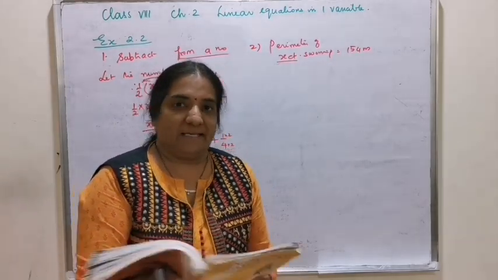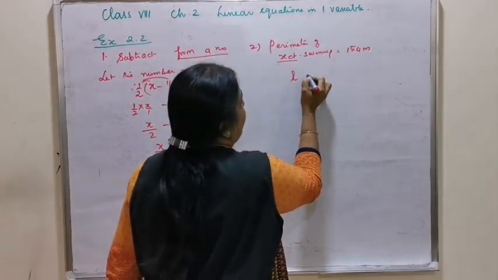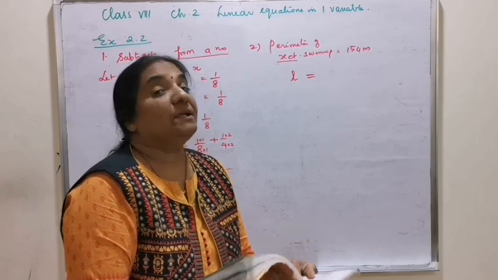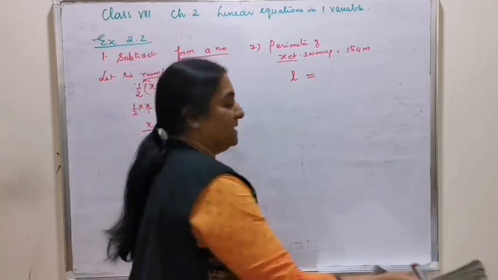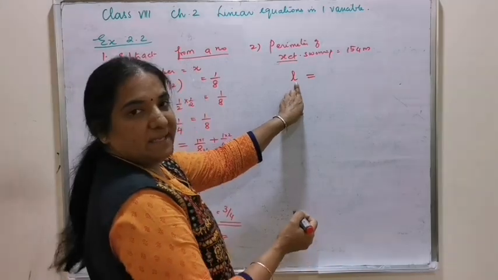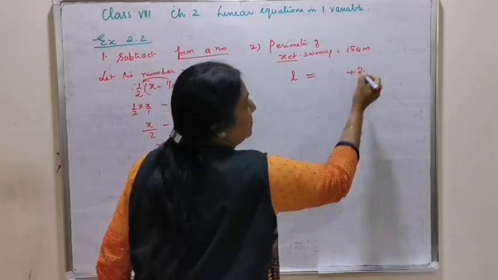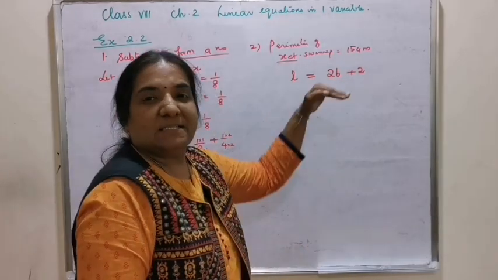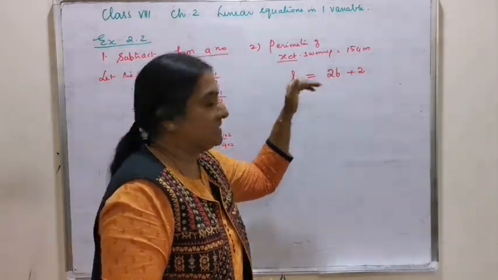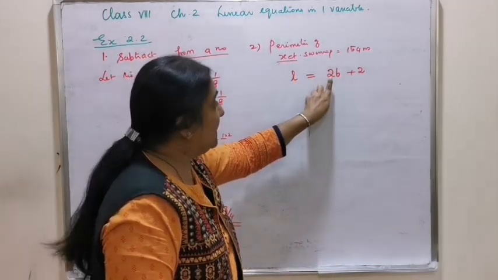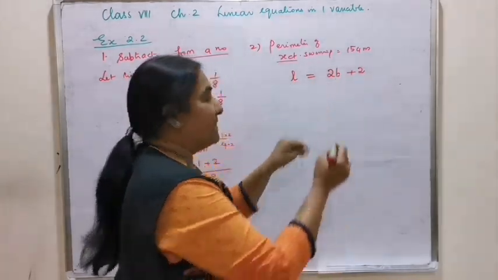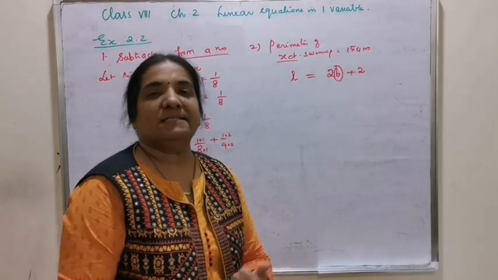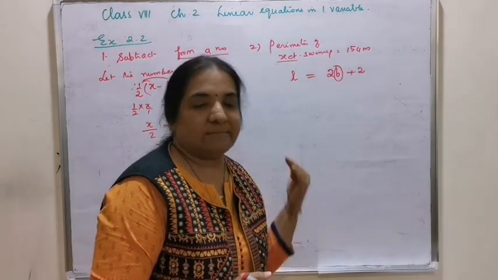Its length is 2 meter more than twice the breadth. That means its length is 2 meter more than twice the breadth. This is how you will understand the question. That is, the length is depending on the breadth. That means unless you know the value of breadth, you cannot find the length.